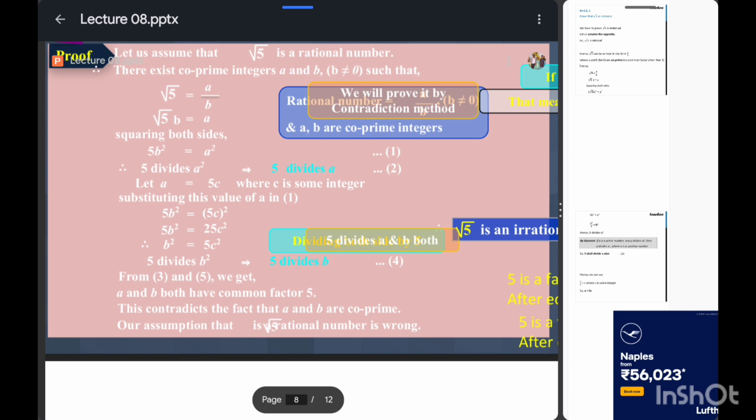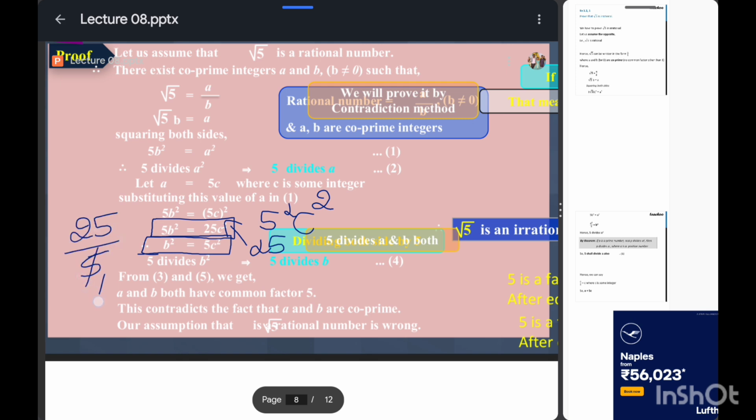Here for 5c whole square, the square will be applied to both. 5 whole square into c square. So 5 square means 25. So we have written here 25c square. So 5b square equals 25c square. Here 5 will divide the 25. So 25 divided by 5, 5 fives are 25, so 5 will remain. That 5 is written here. b square equals 5c square.